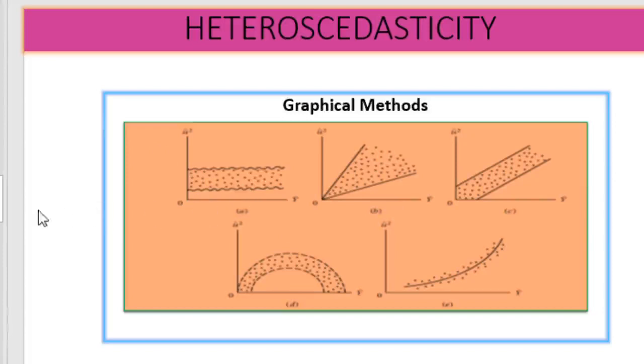This is another method for detecting heteroscedasticity. That is, do the regression analysis, obtain the error term, and plot the error term. If it follows any systematic pattern like these 4 graphs, then there is heteroscedasticity. If it is not showing any systematic pattern, then it is not heteroscedastic.